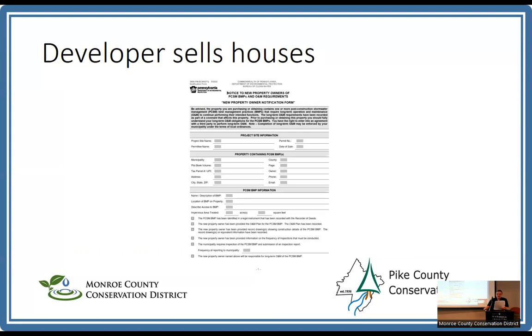So those landowner notices that we talked about are extremely important. There might be other entities that are willing to sign on to that, like your homeowners association, and do some kind of operation and maintenance for those common best management practices.